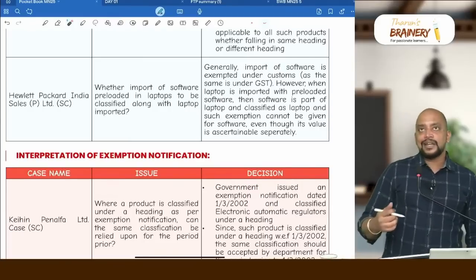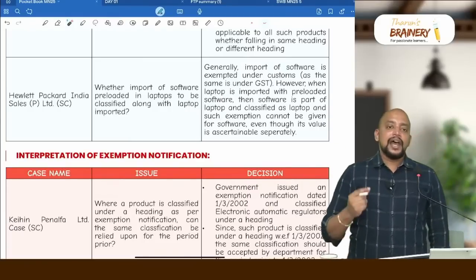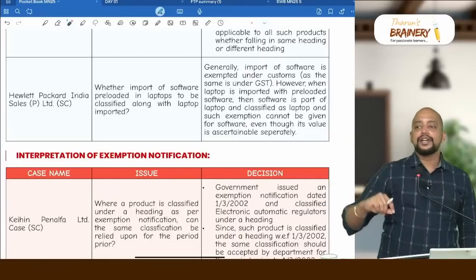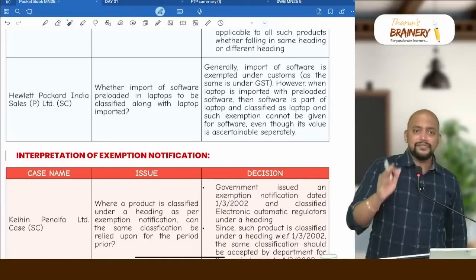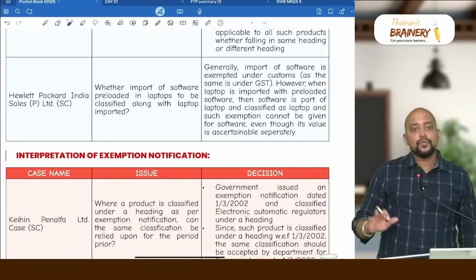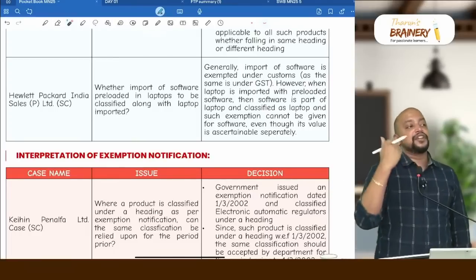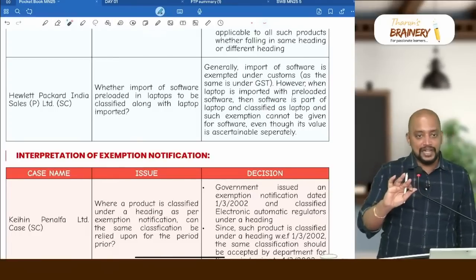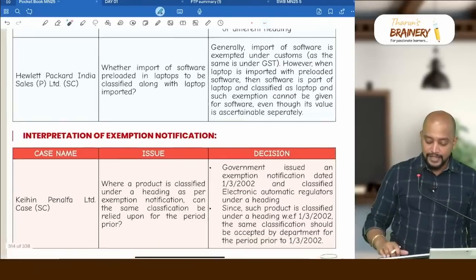And they may tell you the laptop is 40,000 and the preloaded OS is 6,000, like that. Even though they may tell the values separately, what we pay for is the laptop and we need to pay customs duty on the entire value of the laptop, okay, including the value of the OS.